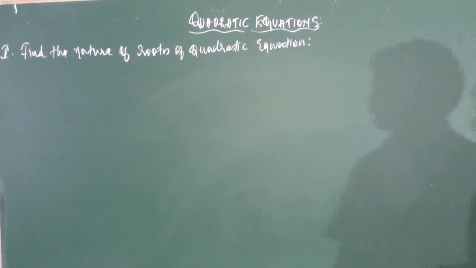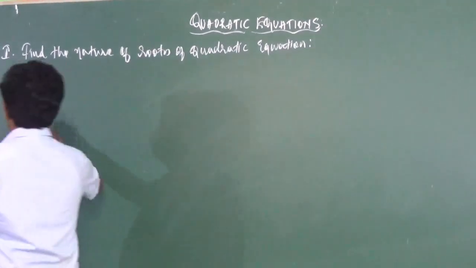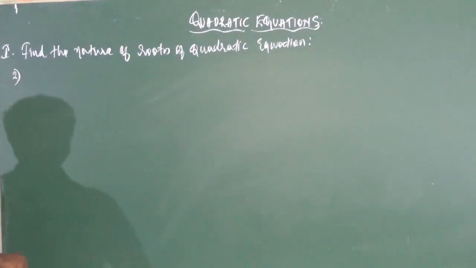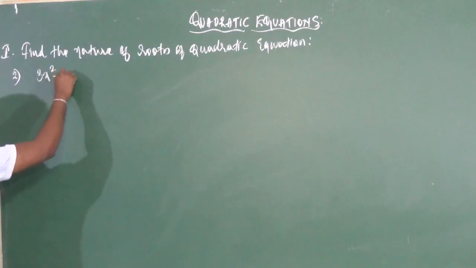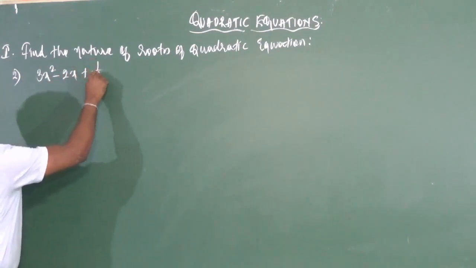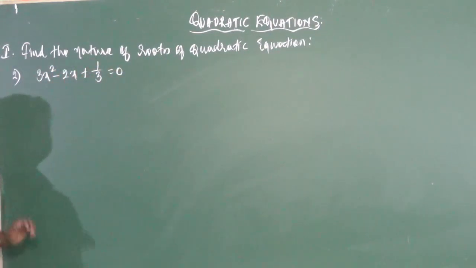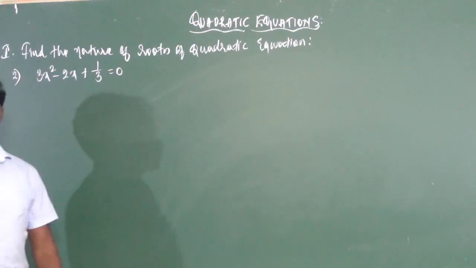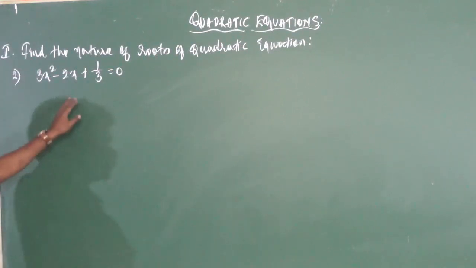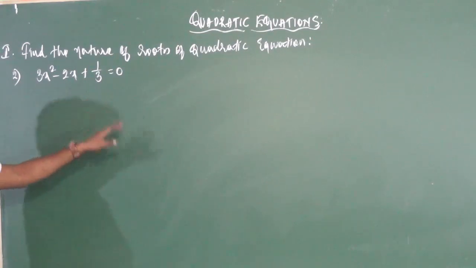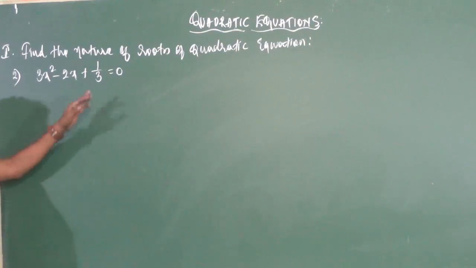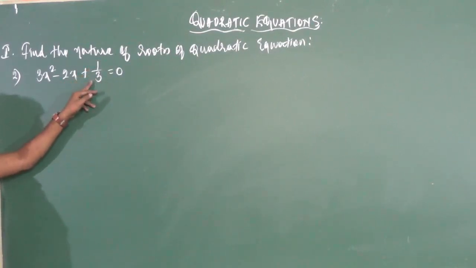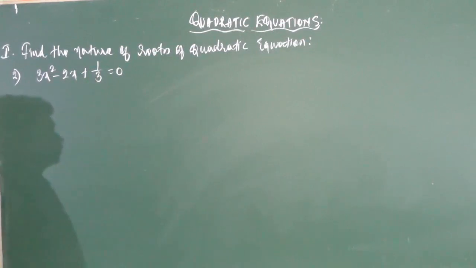Okay, let us get into the second problem. 3x square minus 2x plus 1 by 3 is equal to 0. It's already in the standard form. You are all looking at the term 1 by 3, I know it, because your entire quadratic equation looks very peculiar here, since the c value is 1 by 3.